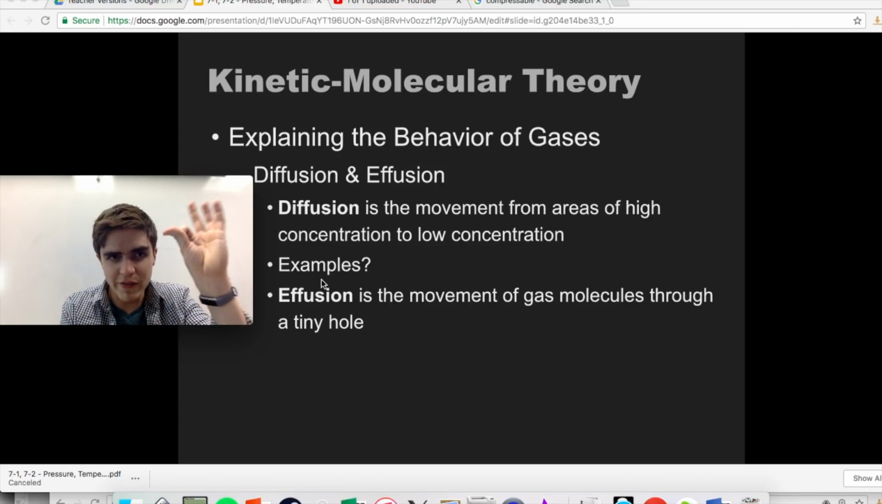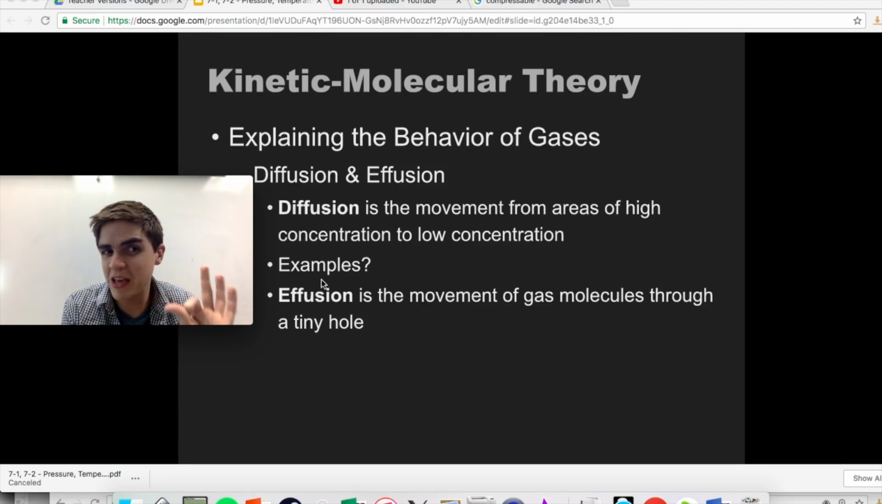It's just a hole, a very, very tiny hole, like a pinhole, but even smaller. And I want to talk about effusion when we get there, but for now, just write down that effusion, E-F-F-U-S-I-O-N, is the movement of gas particles through a tiny hole.